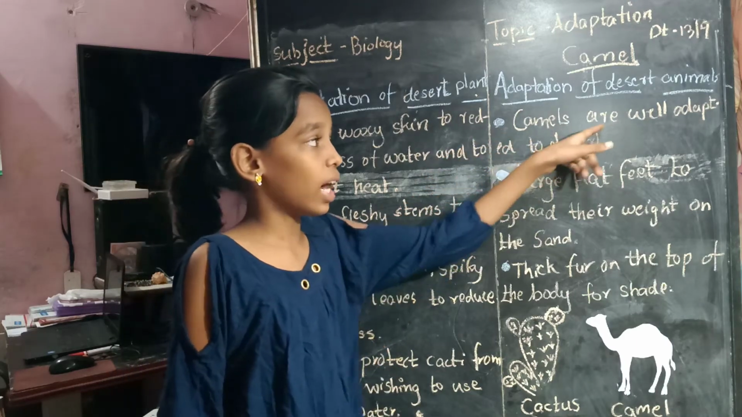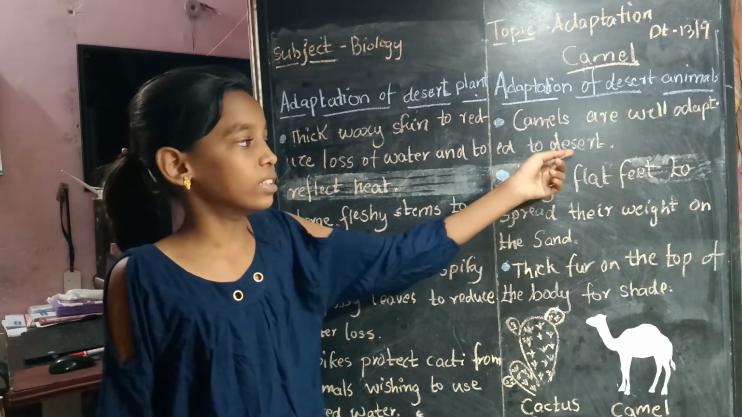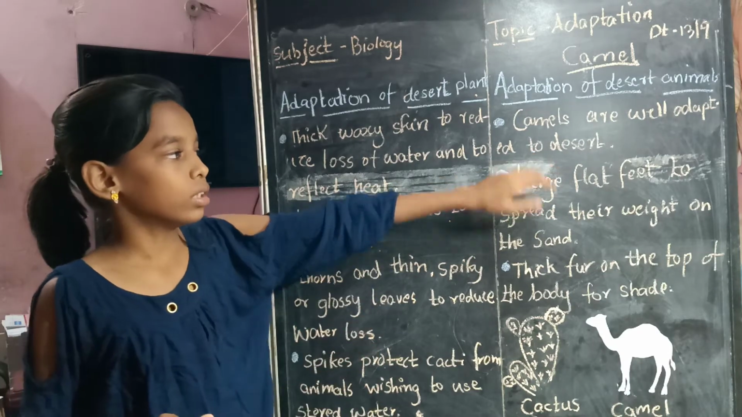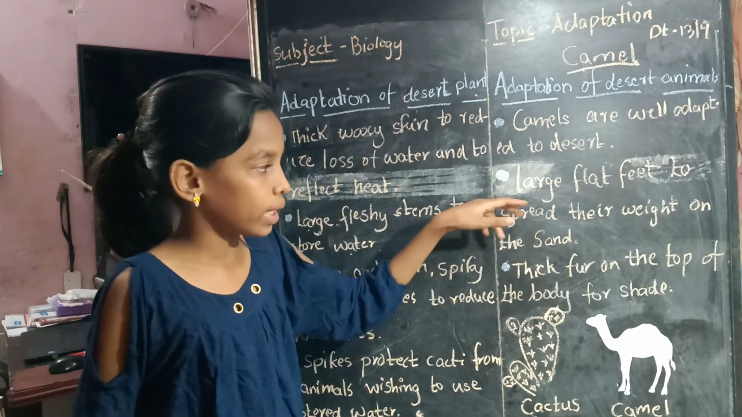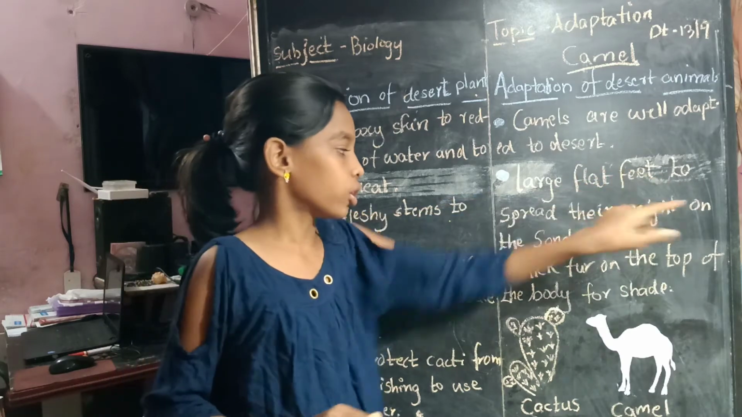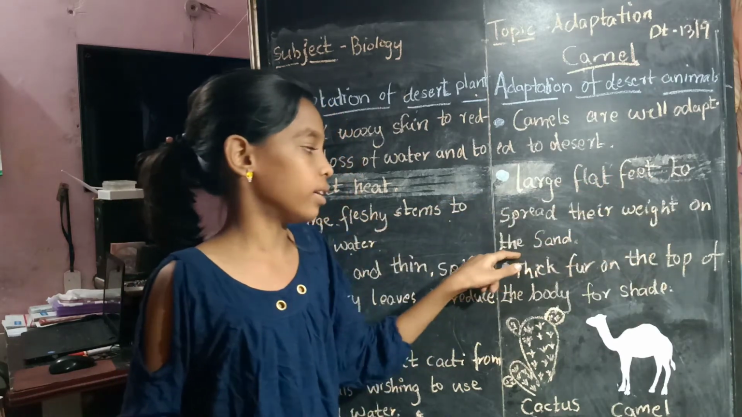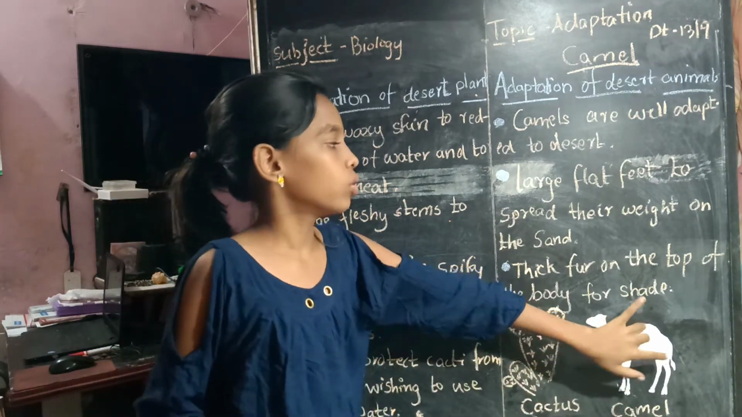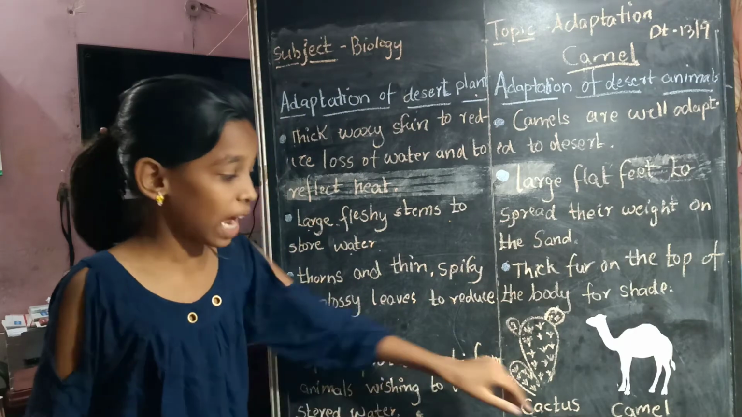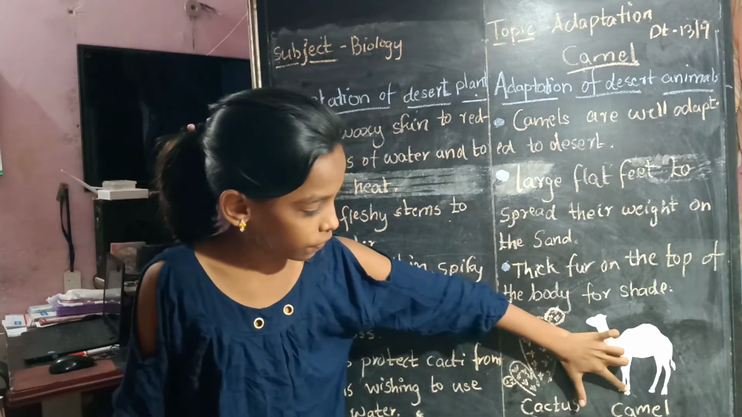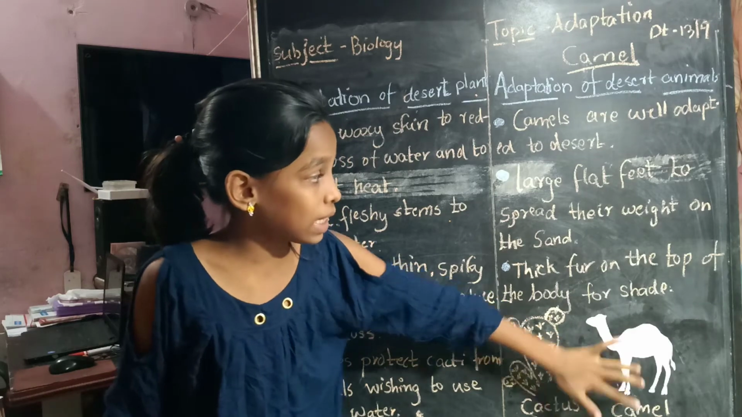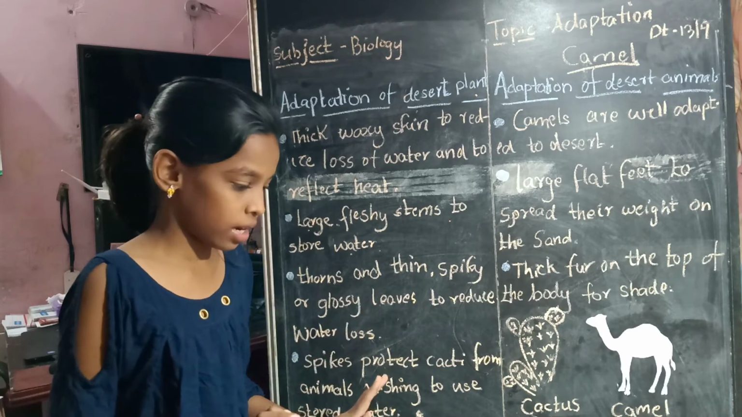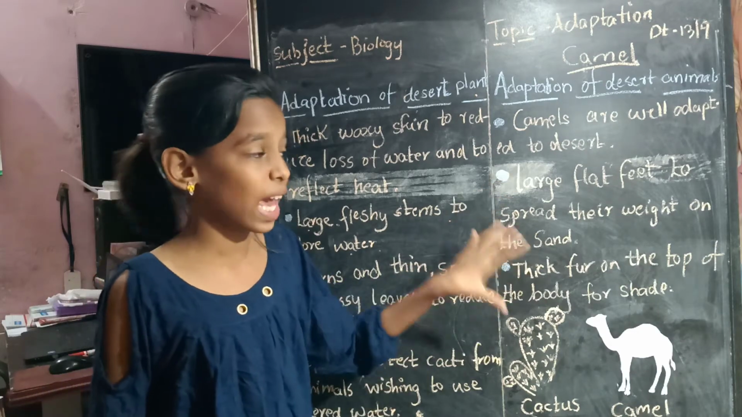First point, camels are well adapted to the desert. It is very suitable for the desert. The second point is large flat feet to spread their weight on the sand. It will have large flat feet which spread their weight on the sand. It will make it easier for the camel to walk.